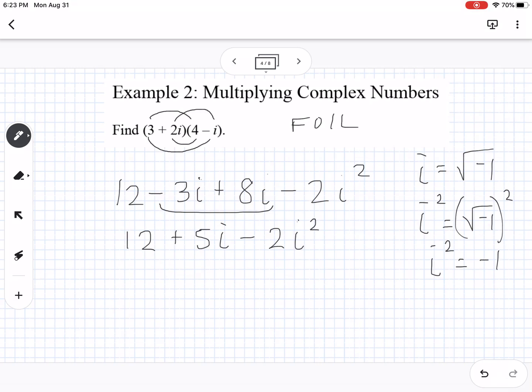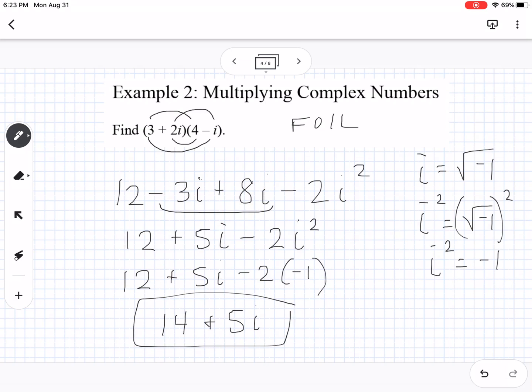So if we go back to our expression, we have 12 plus 5i minus 2, and then we can substitute in, instead of i squared, we can write negative 1. So that's going to turn this into a positive 2, so this would actually be 14 plus 5i. And that's our final answer.